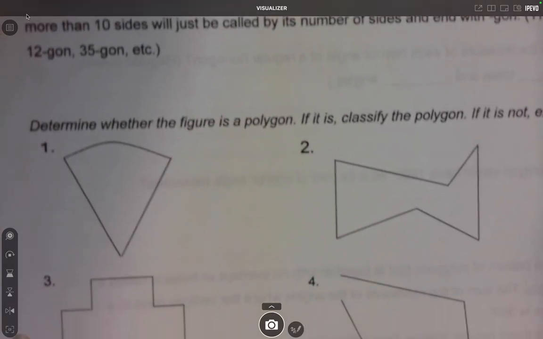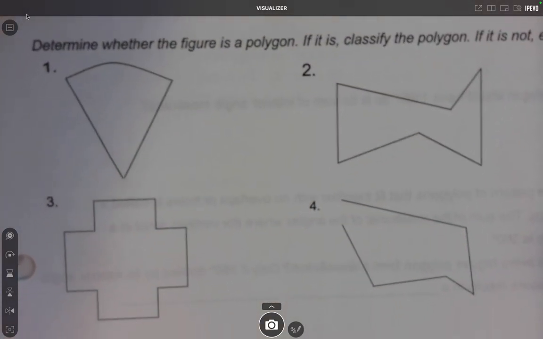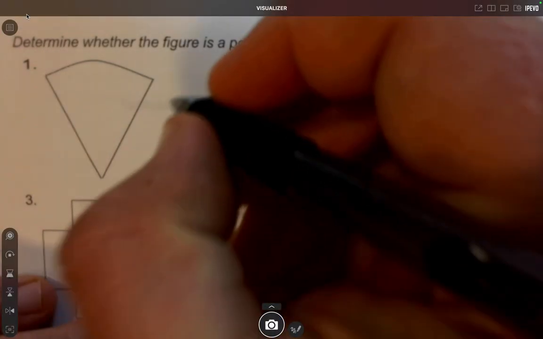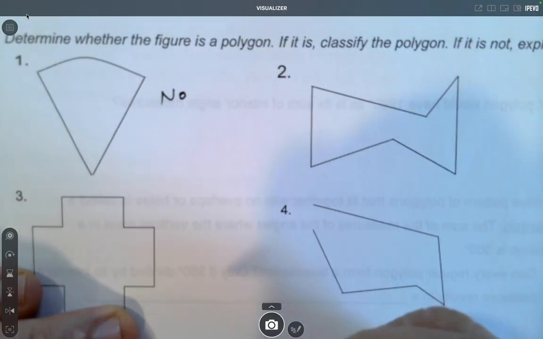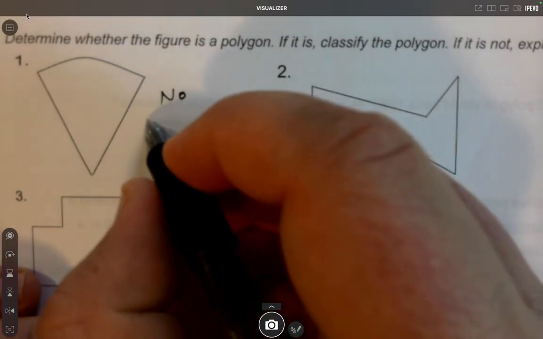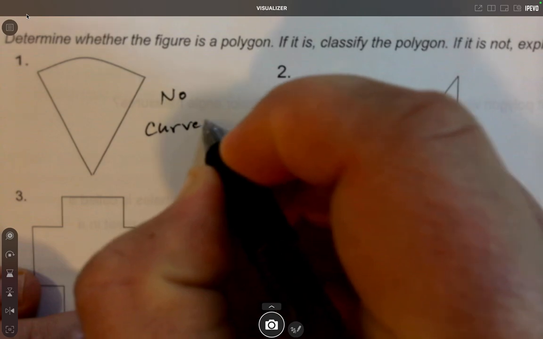So the first thing you need to know how to do in this lesson is be able to look at the shape and figure out, is it a polygon? If it's yes, you should name it. If the answer is no, you should say why it's not a polygon. So for example, in number 1, we would have to say no, this is not a polygon because of the curved line. We can only use straight lines for polygons.